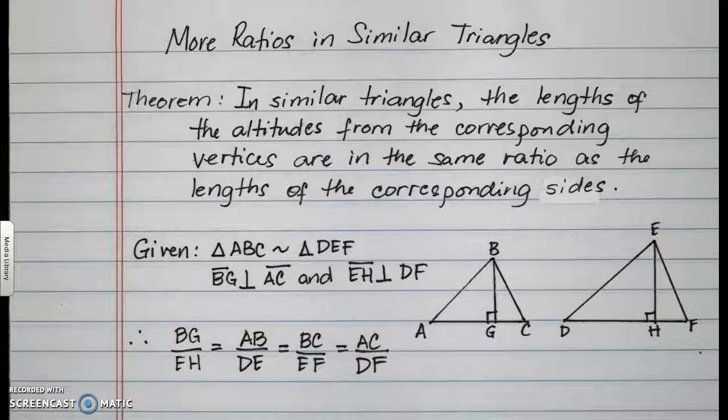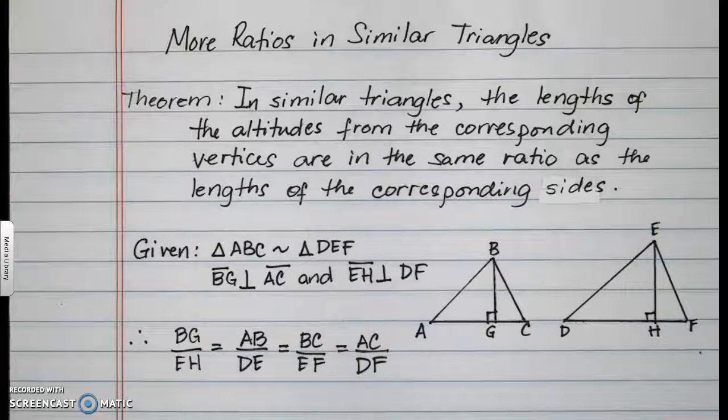So, similarity lesson part 2. More ratios in similar triangles. Theorem number 1 states that in similar triangles, the lengths of the altitudes from the corresponding vertices are in the same ratio as the lengths of the corresponding sides.